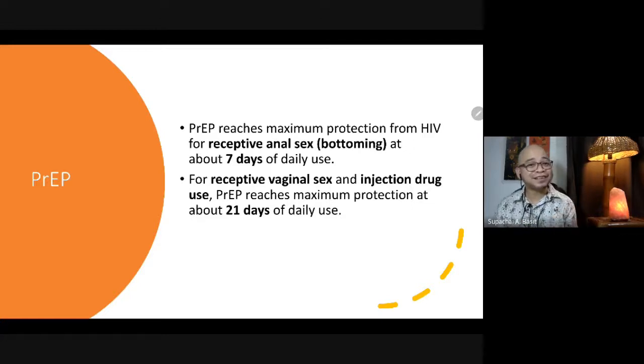But for receptive vaginal sex, or ito yung mga female, yung totoong female, and injection drug use, the maximum protection is about 21 days. So beyond 21 days, you are no longer protected. For homosex or MSM, kapag yung isang tao yung nag-receive ng penis sa anus, so we call it receptive partner, that person is only protected for 7 days. Beyond that, protection is no longer guaranteed. But then again, let's not use PrEP as a license to become promiscuous.